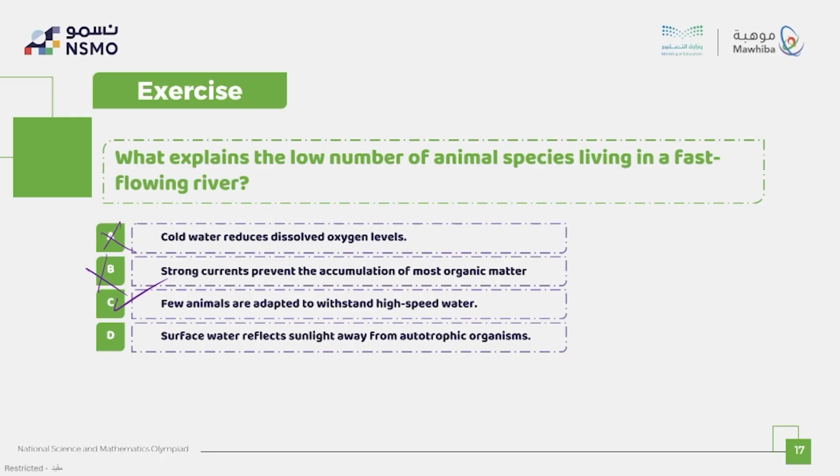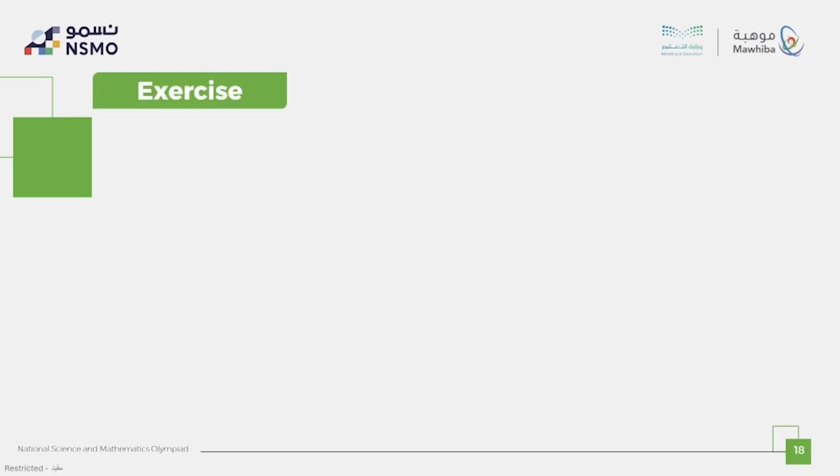And D, why is it wrong? Surface water reflects sunlight away from autotrophic organisms. It's wrong because sunlight still reaches autotrophs in fast-flowing rivers. So the right answer is C. And remember, fast water means few species, only specialized survivors. Okay, let's move on to another question.